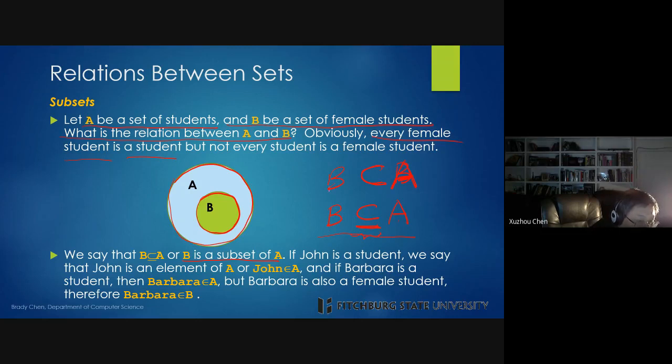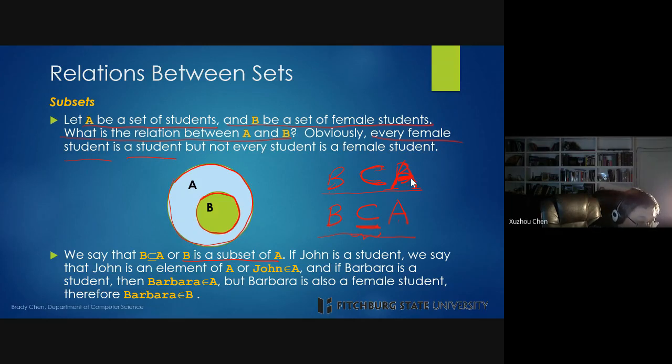Now, in this case, sometimes people use that notation to represent the relationship between B and A, such that B is a subset of A, but there are certain elements of A which are not in B. So sometimes it's called a proper subset of A. So we use that notation.